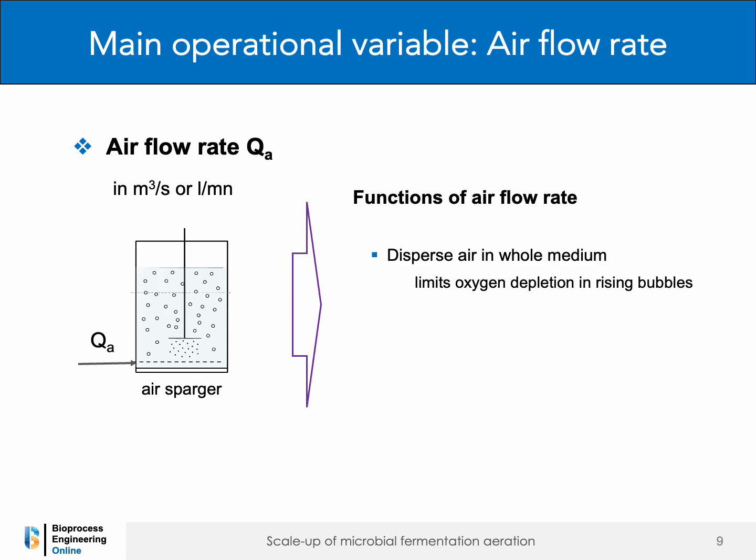The airflow rate serves two essential functions. It ensures the efficient dispersion of air throughout the fermenter, thereby limiting oxygen depletion within the rising gas bubbles. It generates a sufficiently large gas-liquid interfacial area, which is required for effective oxygen transfer from the gas phase to the liquid phase.